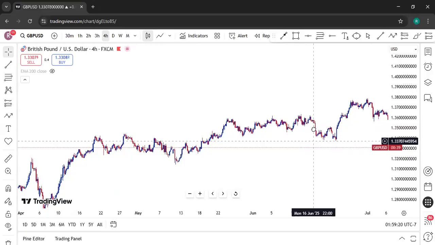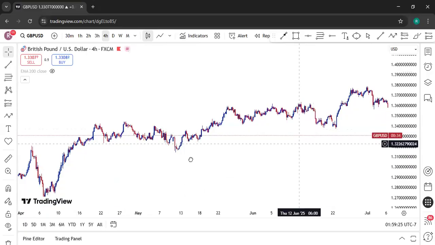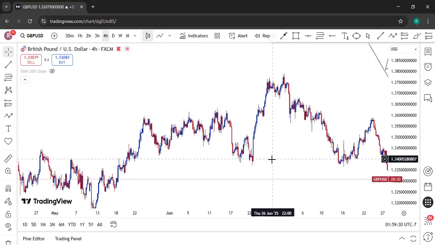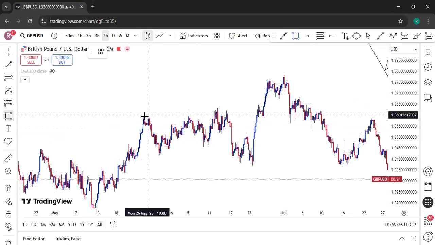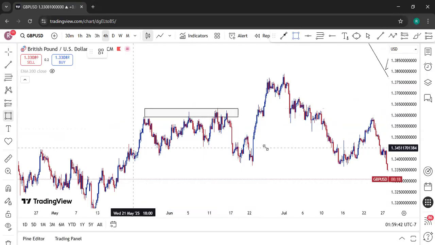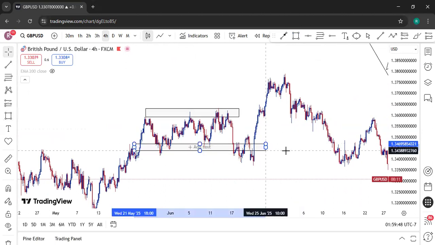Okay, so let's see. Great. I see a very clear example here. This is it. This is exactly what I was talking about just a while ago. So this is resistance, and we have this level of support right here.